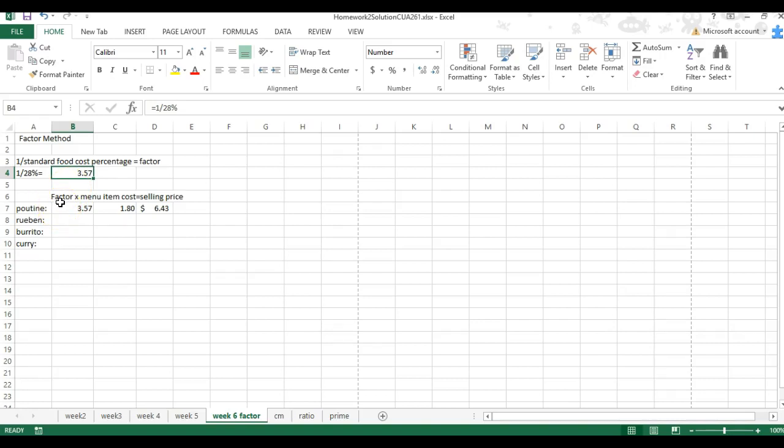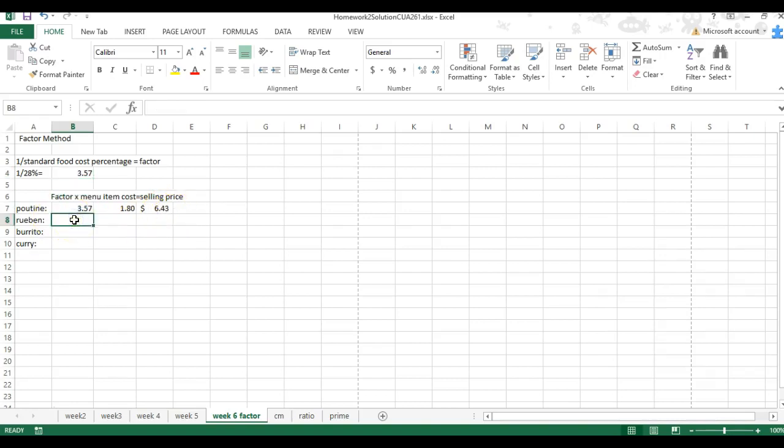Factor times menu item cost will give us our selling price. As you can see, I've already put in this information. We know the factor is 3.57, and on the assignment sheet, the Putin is $1.80, and multiplying that together will give you this, the 6.43. So we'll go ahead and do the Reuben together.